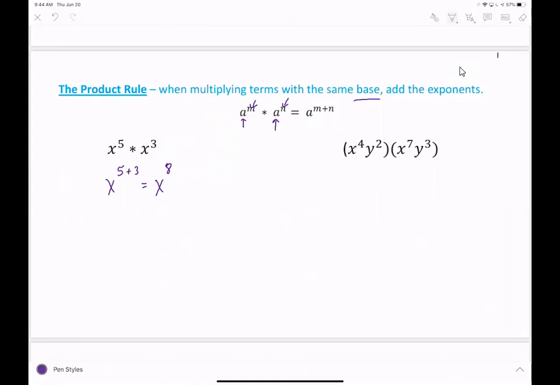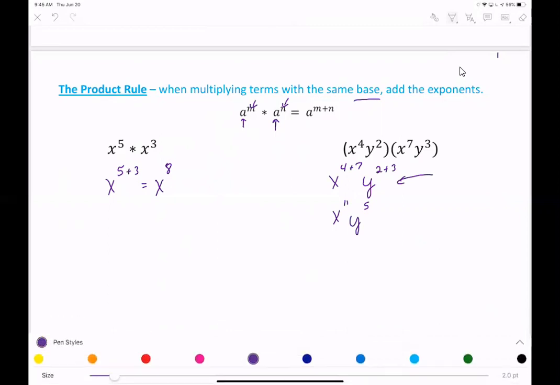In this case, we have x's and we have y's. So we're going to combine the x base and we're going to add those exponents together. And then we're also going to do the same thing for the y, and we're going to add the exponents together. And we're going to get x to the 11 and then y to the 5th. Now you really don't have to show this step here, but just for this lesson, I like for you to see that's how we come out with those new exponents.